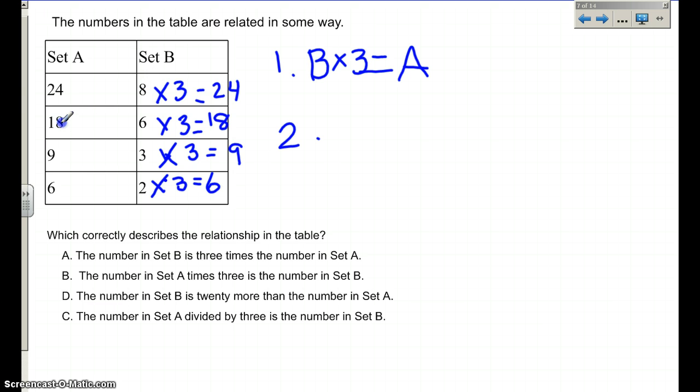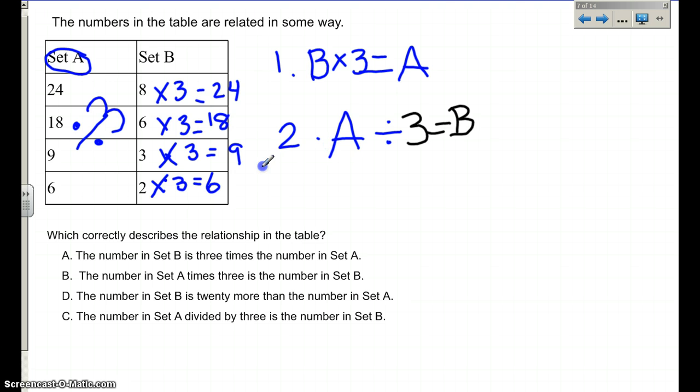Same for all these numbers. 18 divided by 3 equals 6, 9 divided by 3. So I'm just going to put a big divide by 3 on this side. So I'm going to write my sentence now. I'm going to take, what number is that? It's the number in set A. What did I do with that number in set A? Set A divided by 3 is equal to the number in set B.